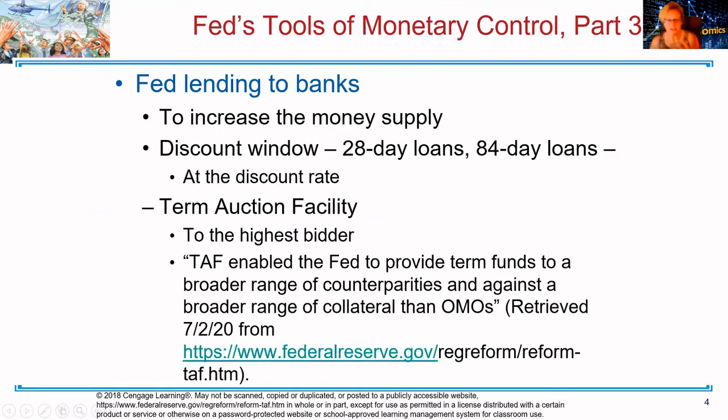Okay, there are some additional tools. There used to just be three, but now there are some additional ones. But we're getting a little deeper into open market operations. So the Fed can actually lend to banks. That's one way that they can do it. And they do so through the discount window. So what they do is, this is at what we call the discount rate. And the discount rate is what the Fed charges.